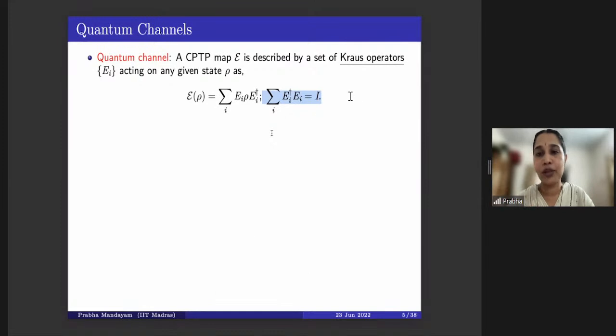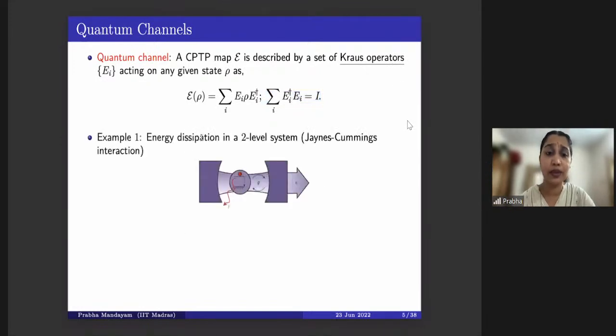The only assumption, there are two assumptions we make. One is that to begin with, system and environment are not interacting. They are in a product state. And second, the evolution of system plus environment is unitary, both of which are reasonable physical assumptions to make. Okay. So here's the first example of such a quantum channel.